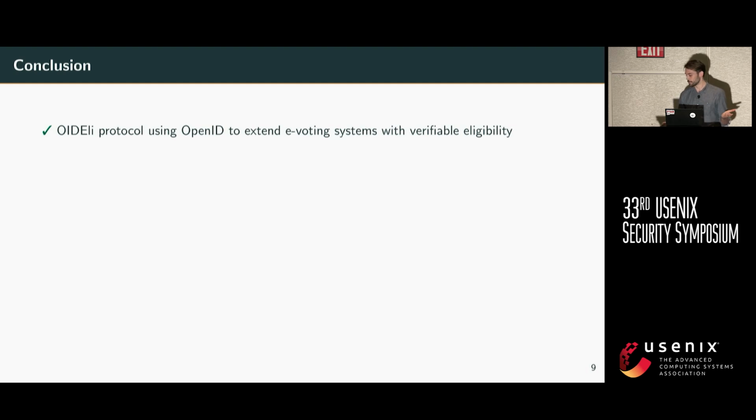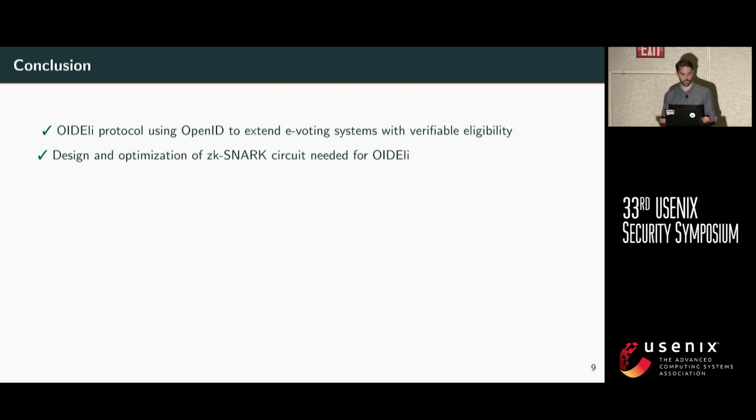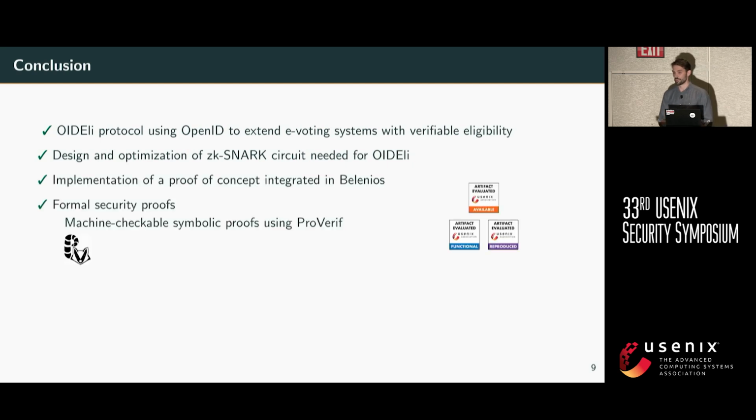All right, so I was fast. To wrap up, we designed a new protocol that extends an existing voting system to add verifiable proofs of eligibility using OpenID. We designed the SNARK circuit that protects the privacy of the voter in our protocol. We also implemented a proof of concept on top of the Belenios voting system. It's available in the artifact. And we wrote some machine-checkable proofs of security using the ProVerif tool.